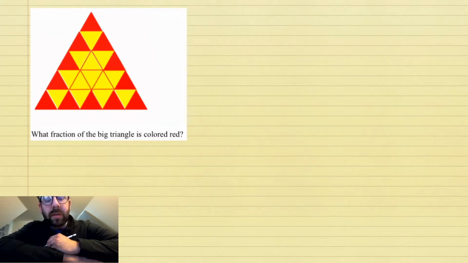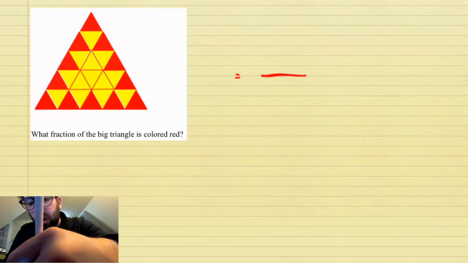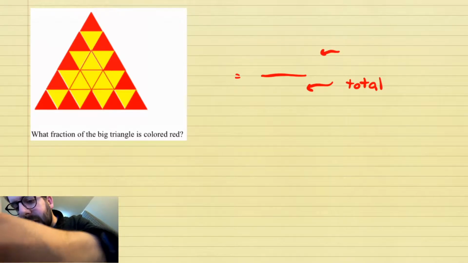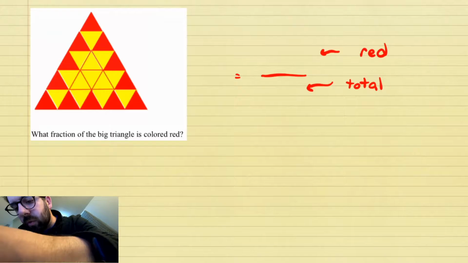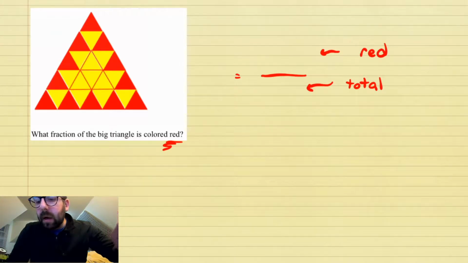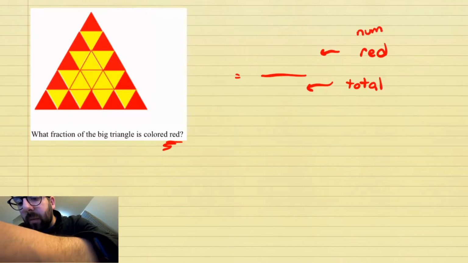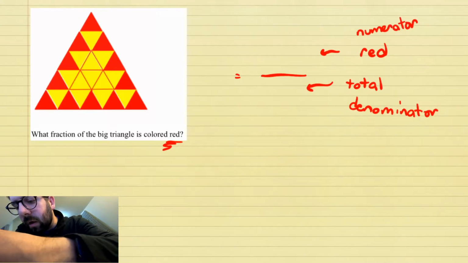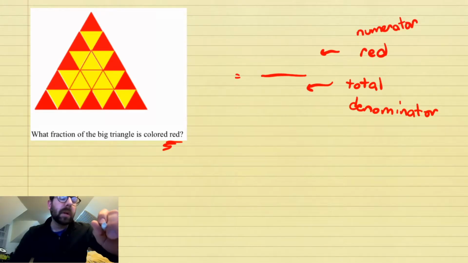The first one is, find the fraction of the big triangle which is red. What we have to do is count how many total triangles are on this. Again, total goes on the bottom, and the red would represent the numerator, the ones on the top, because we are looking for the fraction that represents red. I've even said some of these vocab words. Numerator is the top. Denominator is the bottom. Those are your vocab words that we talked about this week.